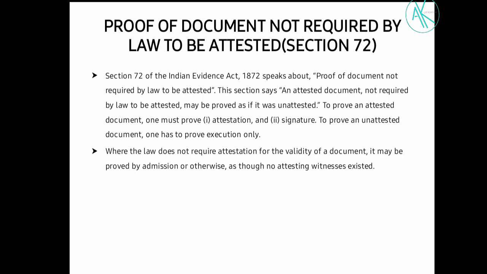To prove an unattested document, one has to prove the execution only. Where the law does not require attestation for the validity of a document, it may be proved by the admission or otherwise as though no attesting witnesses existed.